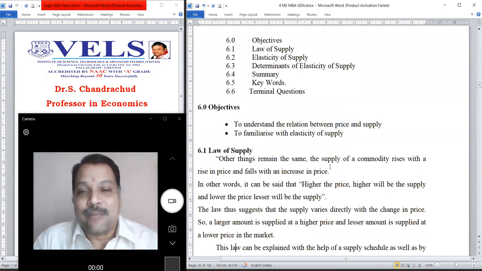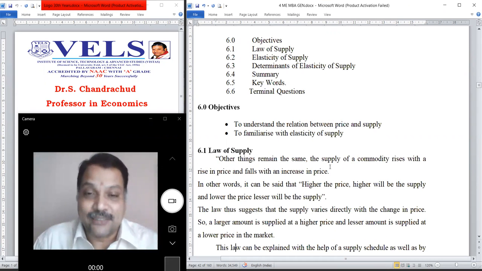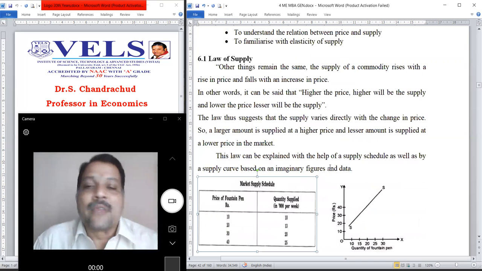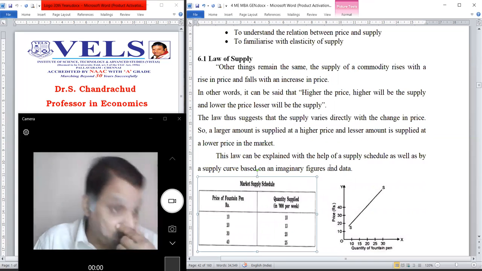The main objective of this topic is to understand the relationship between price and supply. And of course, the students get familiarized with the elasticity of supply. Let us start with the law of supply.